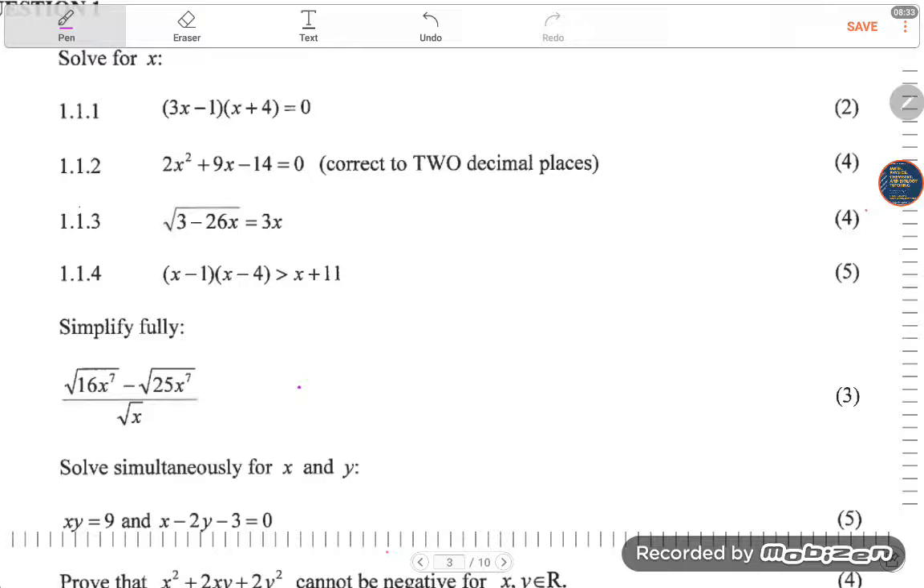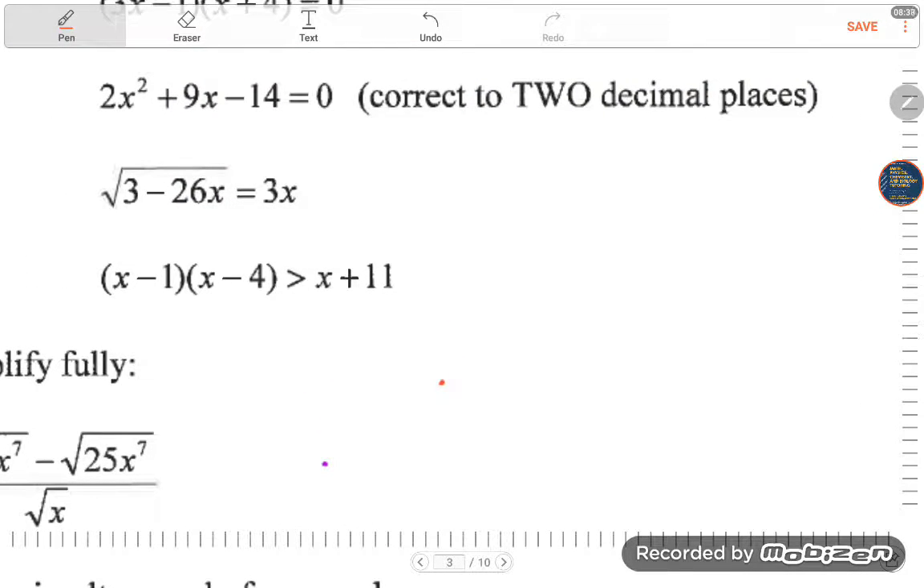Okay, so now we're moving on to the next question, which is going to be this one here. Now, if you take a look at this question, already we got square roots. And I usually insist that if you have fractions or some kind of operations which make you uncomfortable, try your level best to use math principles to undo them. Okay, so in this case, I am going to rewrite our question as 3 minus 26x, okay, equals to 3x.